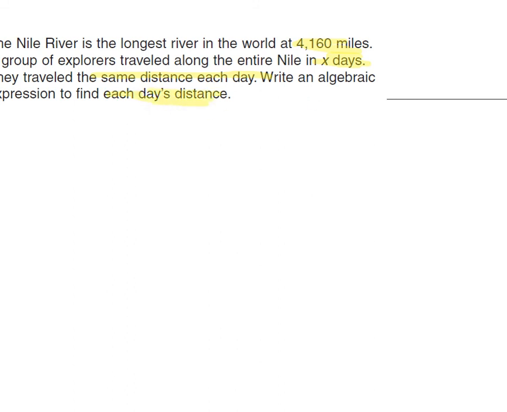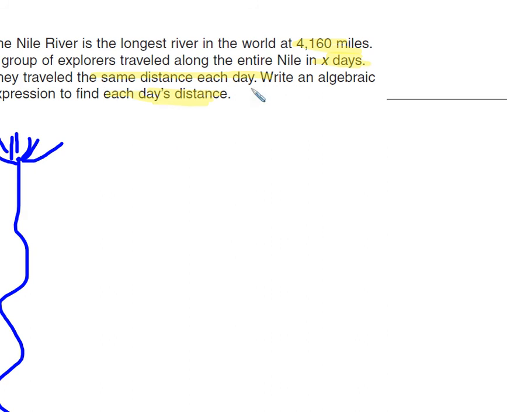So here's the Nile. It runs south to north. Only major river in the world that does that. Into the delta here. And so we're dividing it. For each day, they went the same distance along the Nile. So how far they go each day.